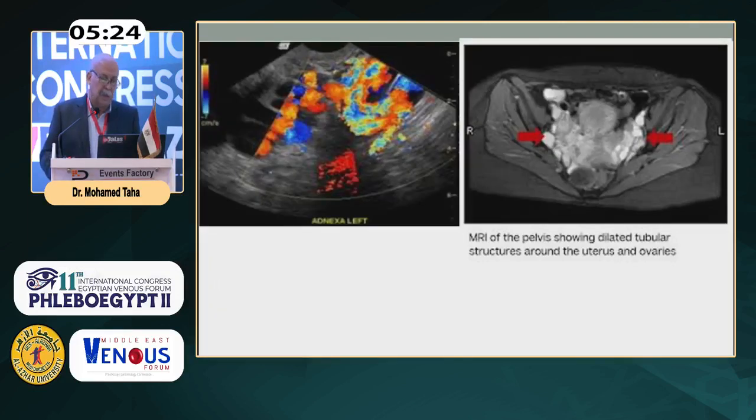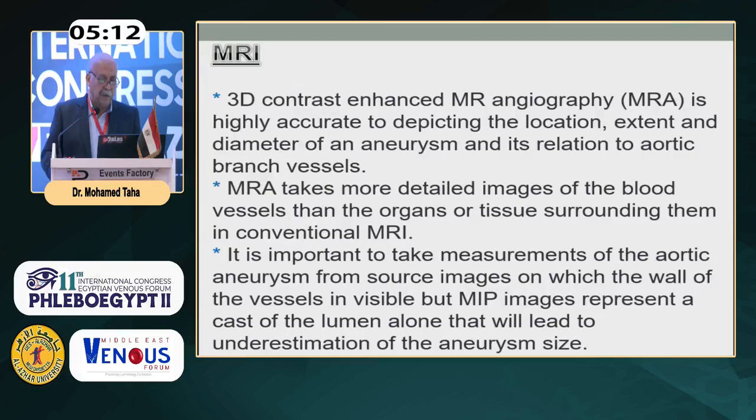These are some pictures of transvaginal ultrasound for varicose veins, pelvic varicose veins in females, and this is the MRI of the patient like this. The 3D contrast-enhanced MRI imaging is highly accurate, depicting the location, extent, and diameter of an aneurysm and its relation to aortic branch vessels.